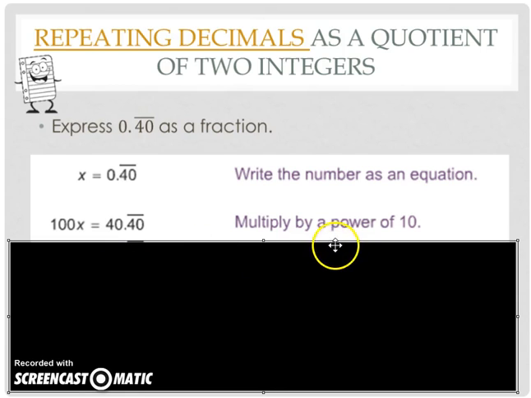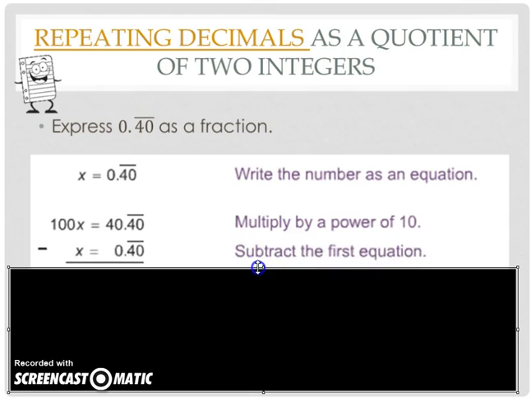So you're multiplying by a power of 10 where the zeros match the same number of repeating digits in that decimal. So x times 100, we get 100x. 0.40 repeating times 100 just moves that decimal place two values. So 40.40 repeating.